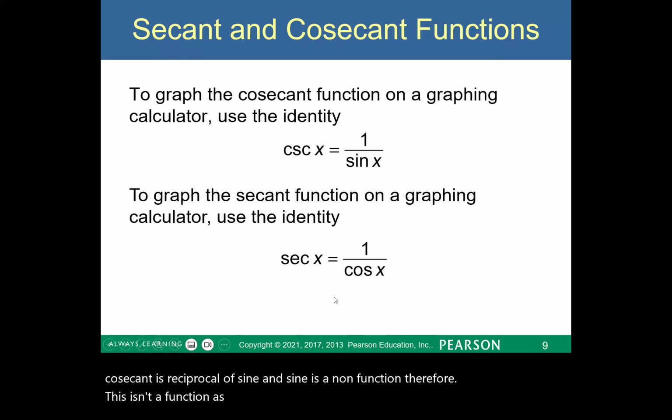And never forget that cosecant is 1 over sine of x, secant of x is 1 over cosine of x, and this is the end of section 4.4.